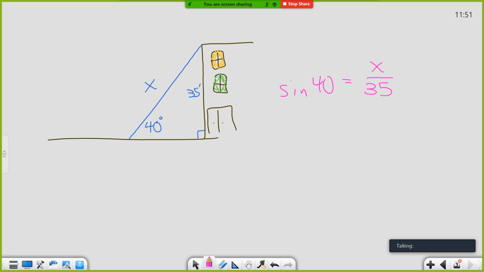Are you sure about that? I mean, the other way around. Are you sure? I'm not 100% sure. Okay, so take 2 seconds and think about it. And what is it, 35 over x or x over 35? 35 over x. Good.